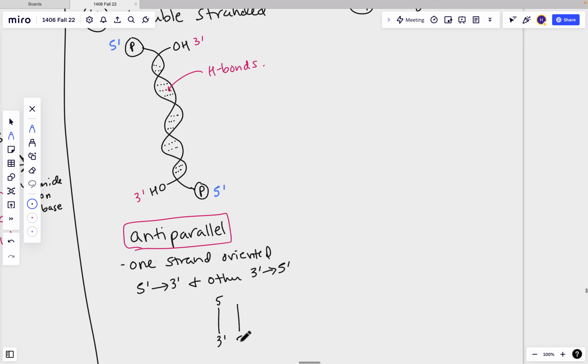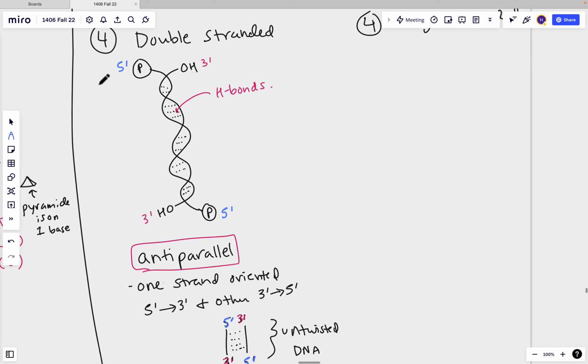If we unraveled it, it would be like this. There's the 2 strands. That's your untwisted DNA. So it'd be better to color those. DNA is anti-parallel, and that is important, as you shall see, in the genetics unit.